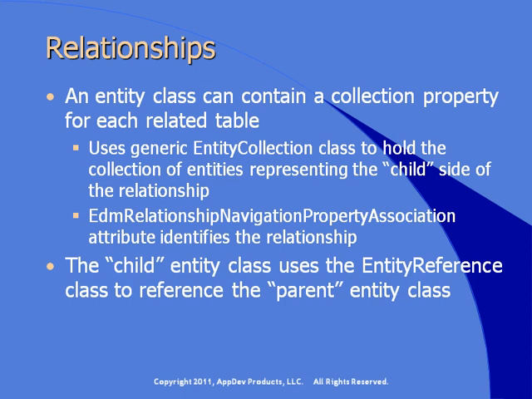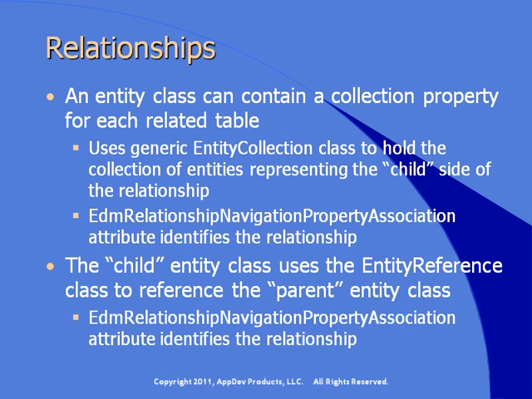Now in the child entity class, there'll be an EntityReference class that references the parent. So just as the customer class will have an Orders property, which is an EntityCollection, the order class has a Customer property, which is an EntityReference, and that will point back to the parent. And in the generated code, that Customer property in the order class also uses the EdmRelationshipNavigationProperty Association attribute.